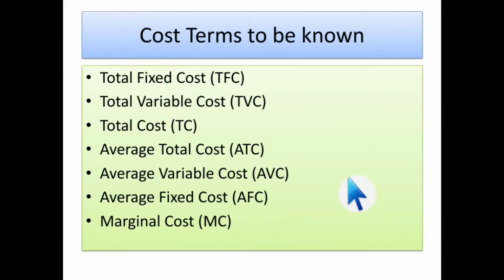Okay. Next are some cost terms. Cost terms you should know: total fixed cost, variable cost, total cost, average total cost, average variable cost, average fixed cost, and marginal cost. These are actually to be used in the market concept in graphs. So see very carefully.